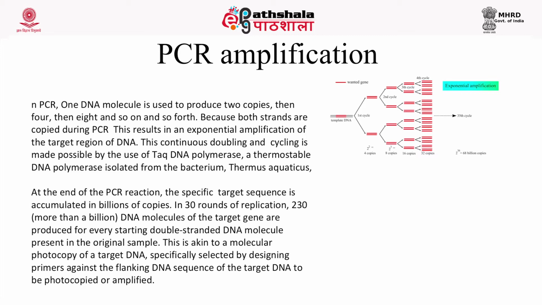In 30 rounds of replication, 2^30, that is, more than a billion DNA molecules of the target gene are produced for every starting double-stranded DNA molecule. This is akin to a molecular photocopy of a target DNA, specifically selected by designing primers against the flanking DNA sequence of the target DNA to be photocopied or amplified.